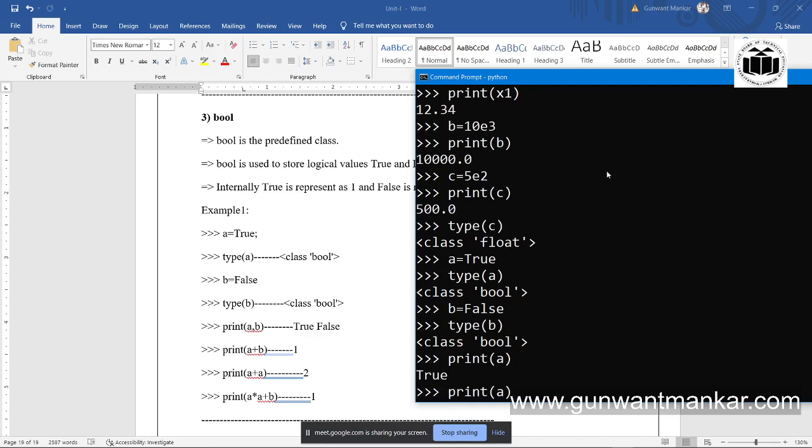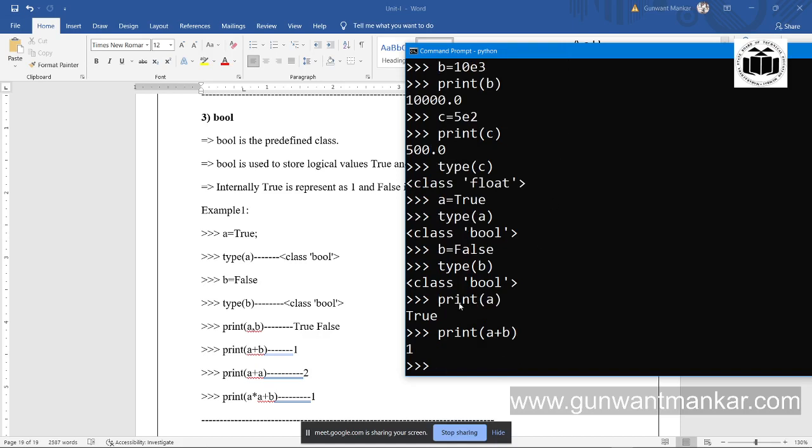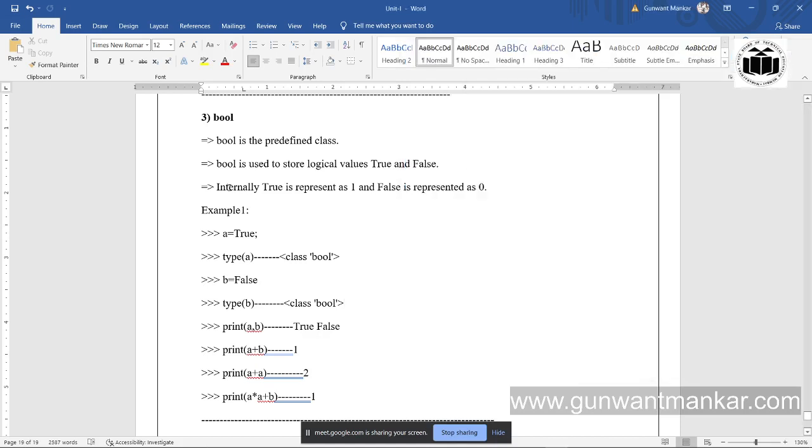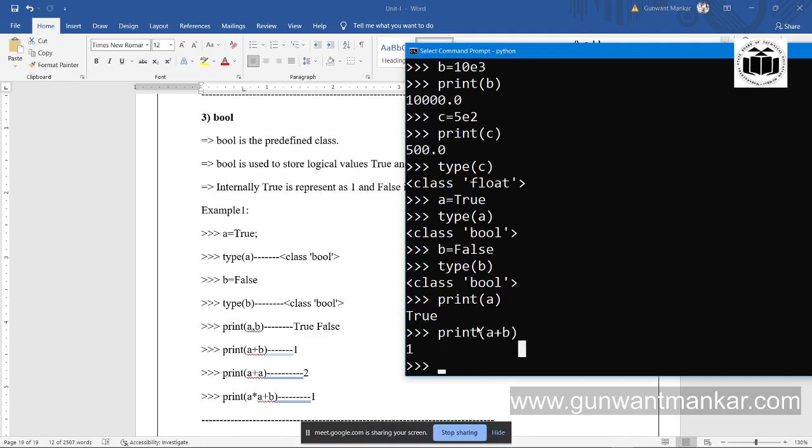How can we give that? Print of a and b. Suppose we print a plus b, what are you getting? 1. So internally true is represented as a 1 and false is represented as a 0. We are going to do the addition of true and false. A and b are the boolean type. a is true and b is false, so a is internally 1 and b is internally 0. 0 plus 1 we are getting 1.